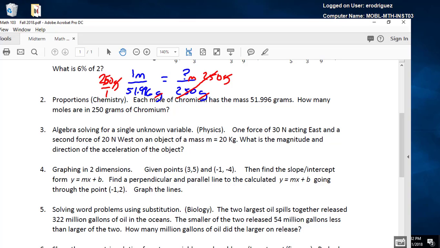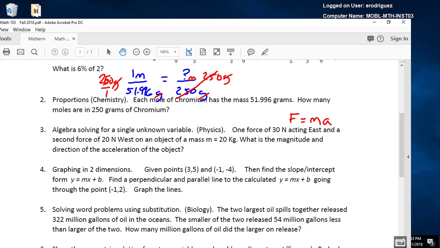Okay, so now we're talking about moles. A mole is a unit of measurement. It counts so many atoms or molecules in a certain element. So chromium, 1 mole is 51.966 grams. And now they want to know, okay, how many moles are in 250 grams of chromium?